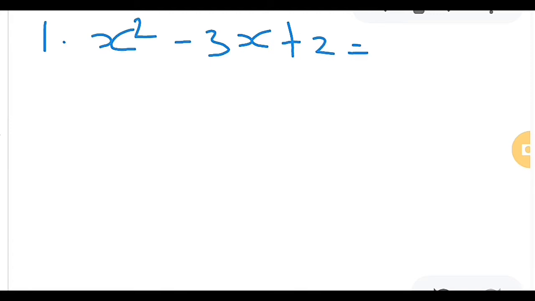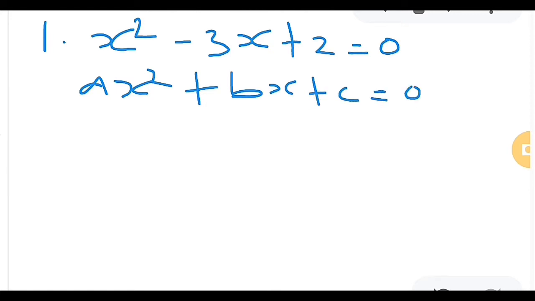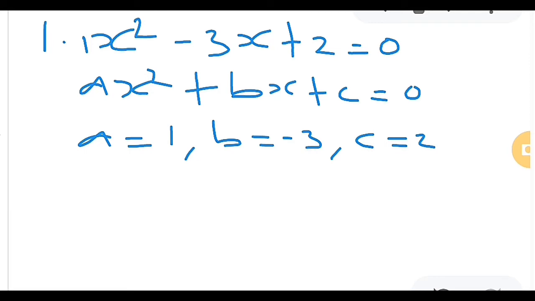Example 1: we want to solve x squared minus 3x plus 2 equals 0. So what do we do here? We compare with the general form of a quadratic equation, that is ax squared plus bx plus c equals 0. If we compare, remember the coefficient of x squared is 1. So our a is 1, b is negative 3, and c is 2.